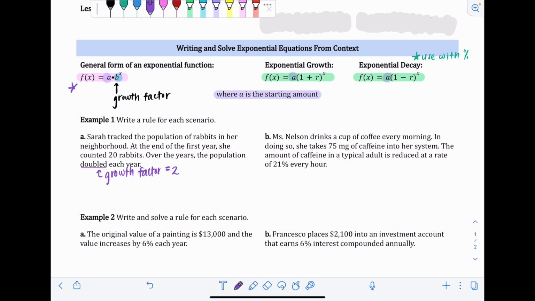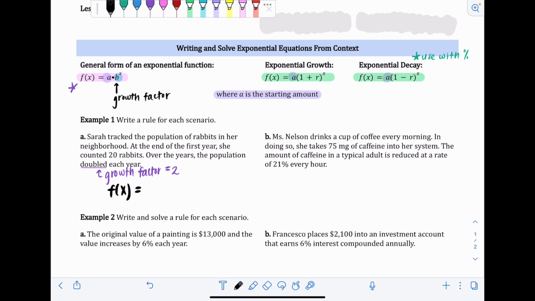So if something is doubling, the growth factor would be 2. If something is tripling, the growth factor would be 3. If it's getting cut in 1/2, the growth factor would be 1/2, and so on. So anytime you have those words like double, triple, and so on, you can use that first formula, the general form. Okay, so we're going to start our rule with f of x.